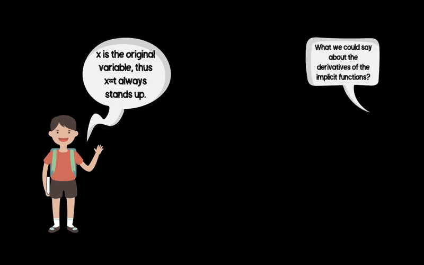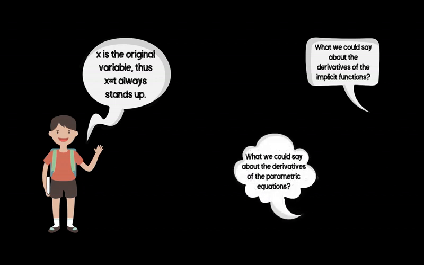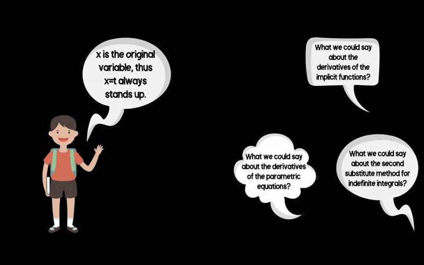Someone may say that x is the original variable, thus x = t always stands, so dx = Δx. We may ask, if this argument made sense, what could we say about the derivatives of implicit functions, what could we say about the derivatives of parametric equations, and what could we say about the second substitution method for indefinite integrals? What we discussed above is the situation of one variable.